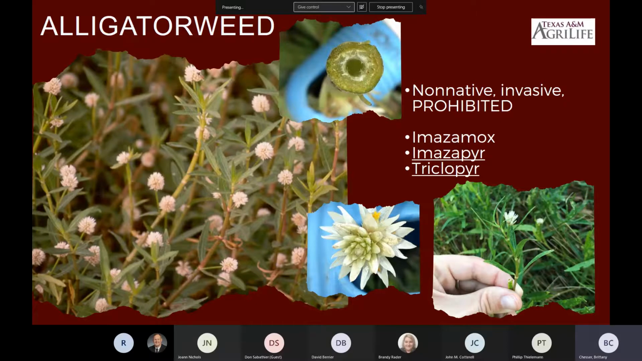In terms of treatment, imazapyr and triclopyr are going to be your most effective for alligator weed, and these are both systemic herbicides.